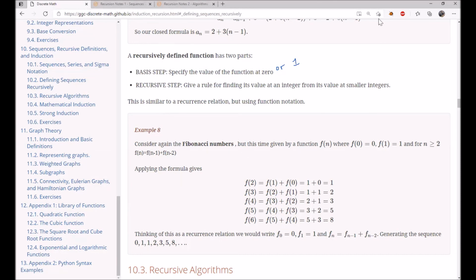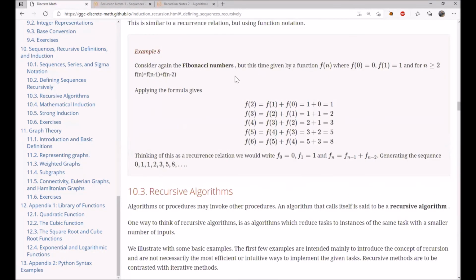But let's look at the Fibonacci sequence again. This time I'm going to write it as a function f of n, where I'm going to start at 0, f of 0 is 0, and f of 1 is 1. And then the function will be given like this. So what is the basis step and what is the recursive step? Well, here is how I'm telling you to start. This is how we start. So this is the basis step. And then I have the general formula, which is the recursive step. And then things work the way that they did previously.